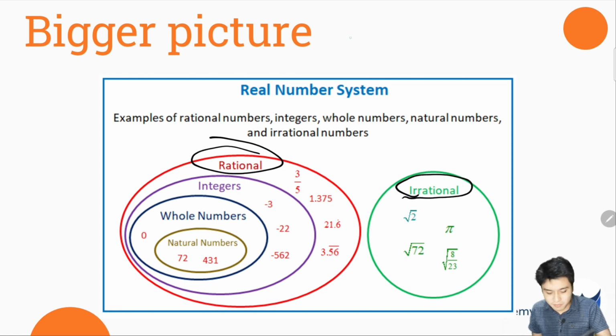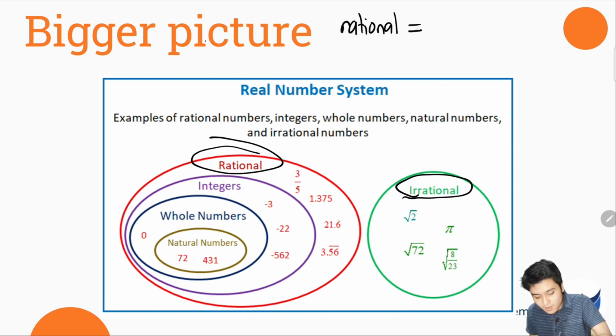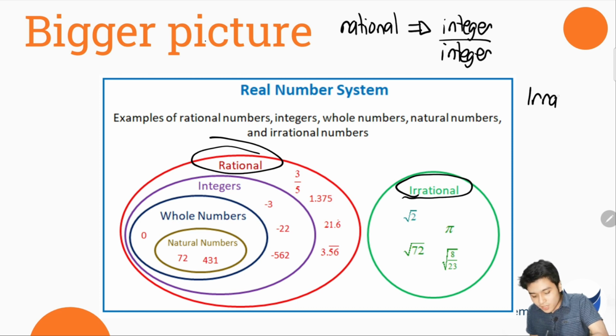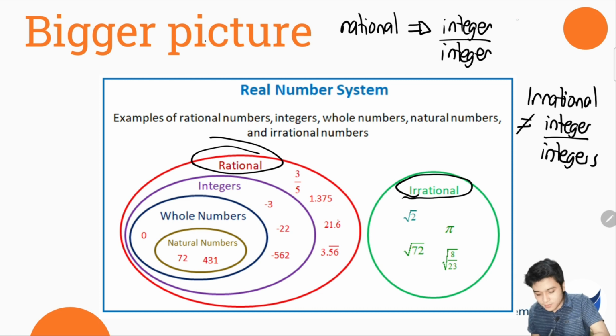So, kung yung rational numbers ay yung numbers na ma-express natin as a quotient of two integers, yung irrational numbers are those numbers na hindi natin ma-express as a quotient of two integers. So, rational, ma-express mo sila as an integer over an integer. Yung irrational, hindi mo sila ma-express as an integer over an integer. So, ano ang mga examples ng mga irrational numbers natin?